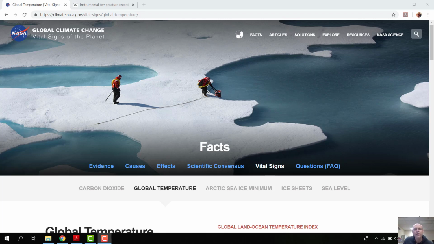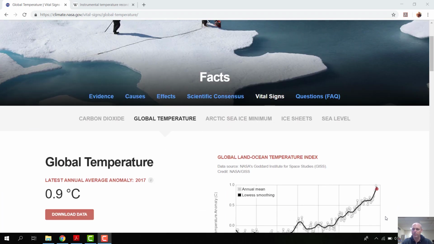All right, so we've talked about melting ice. We've talked a little bit about CO2 being put into the atmosphere. Now let's see what's going on with that.